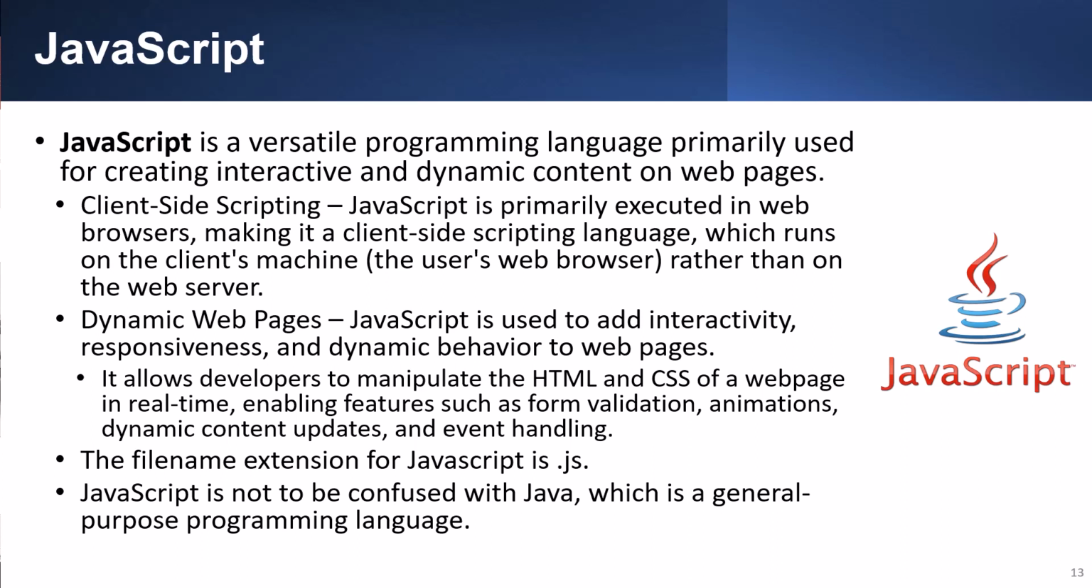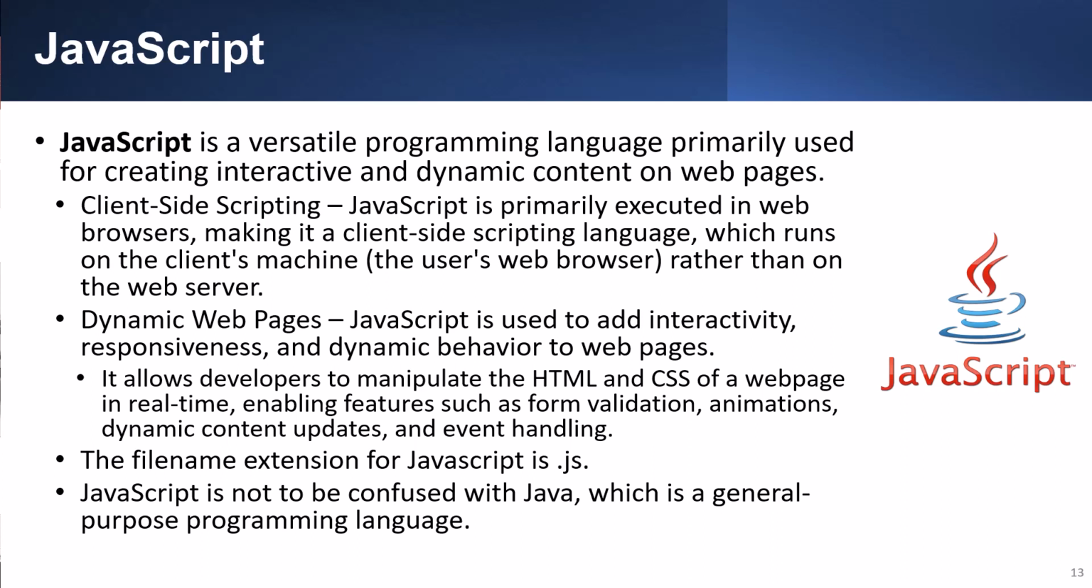JavaScript is a versatile programming language primarily used for creating interactive and dynamic content on web pages. Client-side scripting: JavaScript is primarily executed in web browsers, making it a client-side scripting language which runs on client machines or the user's web browser rather than on the web server. Dynamic web pages: JavaScript is used to add interactivity, responsiveness, and dynamic behavior to web pages.